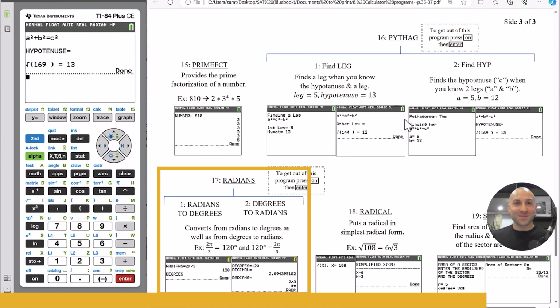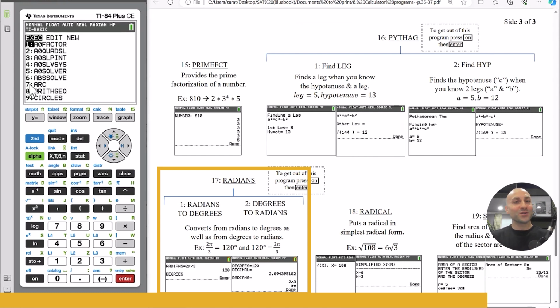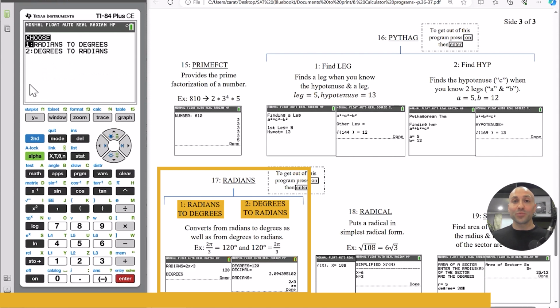On to program number 17. So we're at the point where once you're at the R's, you're pretty much at the bottom of the list. So I could wrap around by pressing up and then going up a few to radians. This is a really good program, another one that has multiple programs within it.